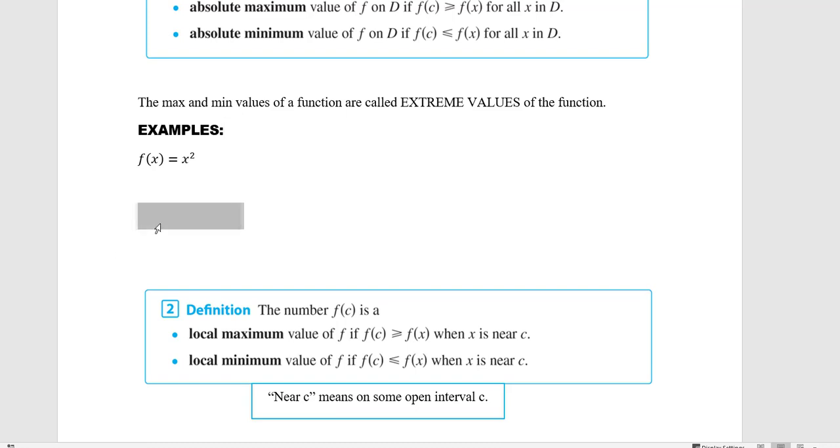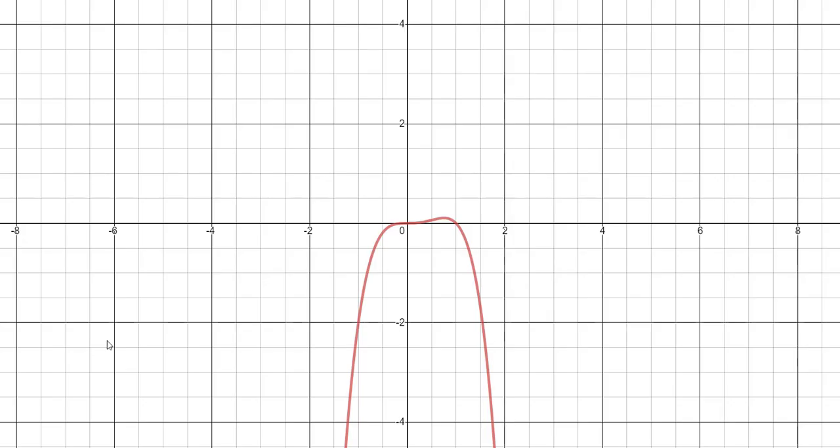Let's take a look at a different example. f of x equals x cubed times (1 minus x). When we take a look at this function, we can see that the value c that makes the maximum point is this 0.76. And that is the biggest point, or the maximum point, for the rest of the function.